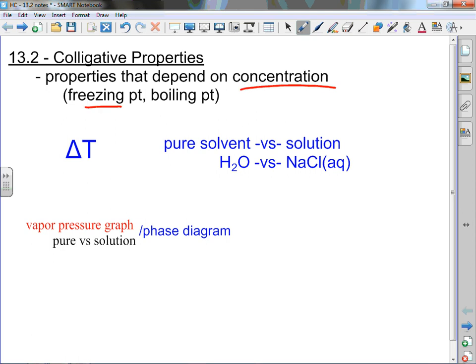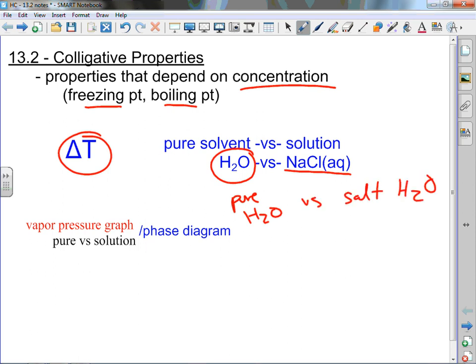Now, we're going to limit this to two simple properties: the temperature at which a chemical freezes and the temperature at which a chemical boils. Those are the only two colligative properties we're going to look at. Basically, we're going to look at how much temperature change occurs if we were to try to freeze or boil pure water versus salt water. And even more specifically, the concentration of the salt water could also affect these properties.